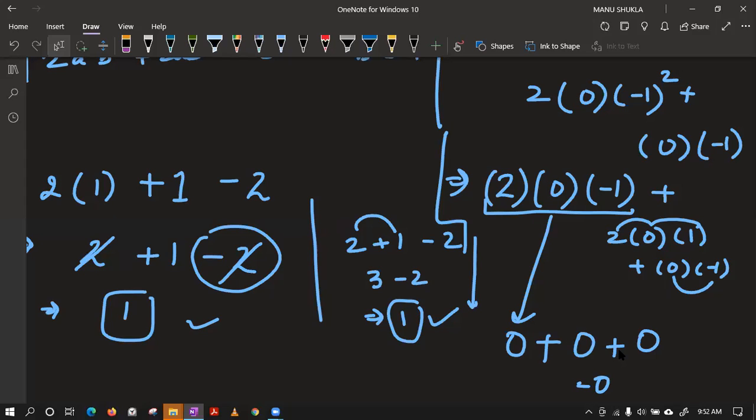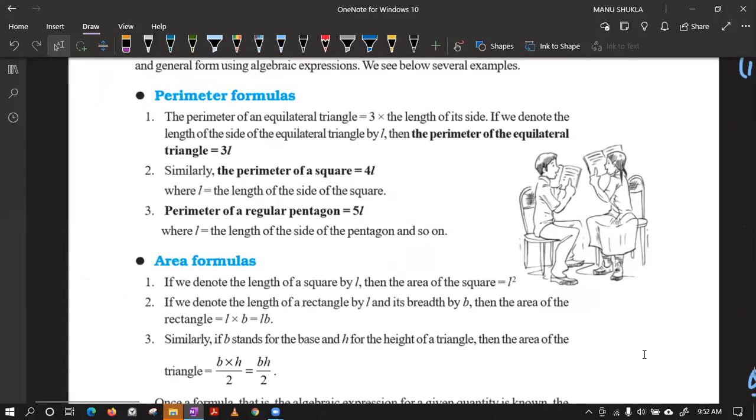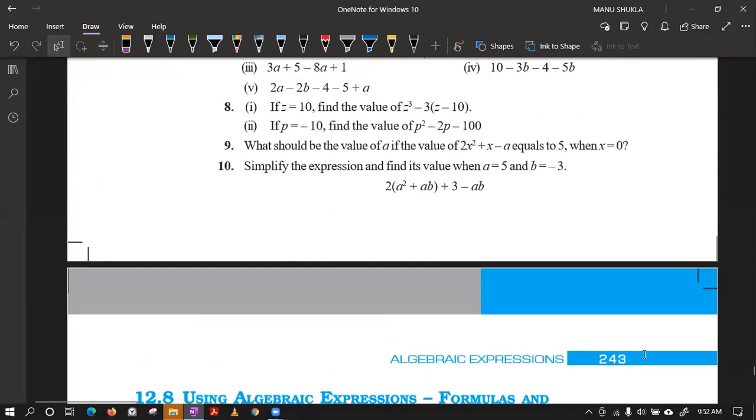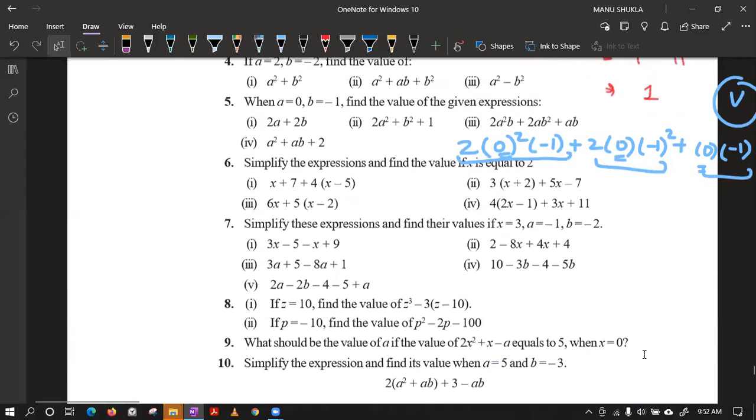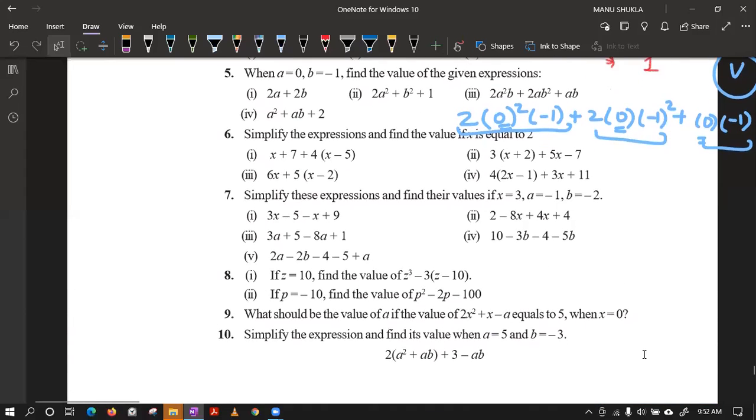Sir, if every term has a 0 and it is multiplying, the answer will be 0. Yes, Rishi, obviously 0 into anything is 0 only. Sir, now understood. Okay, good. So I hope the remaining questions are fine, is there any question difficult in this one? Question 4 is done. Question 5 is done actually.